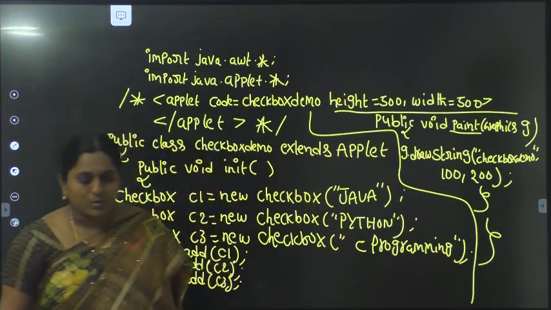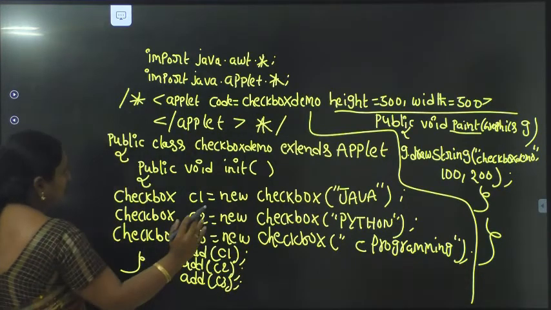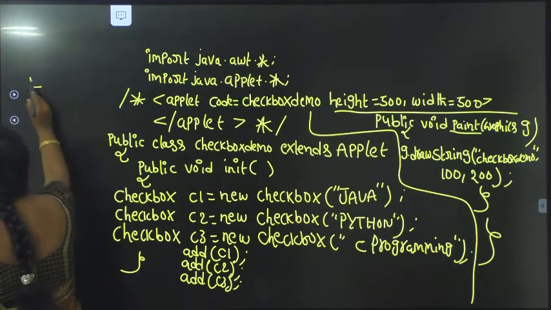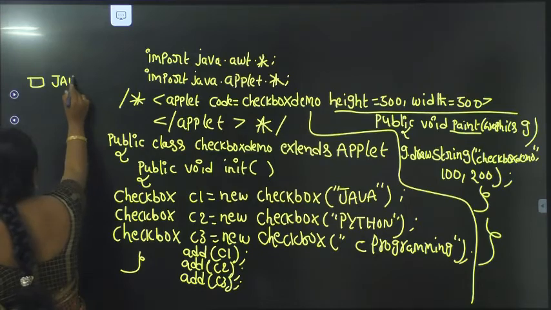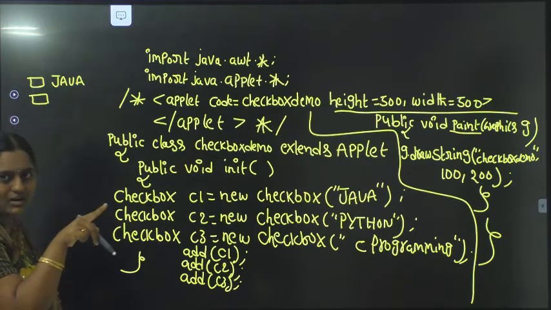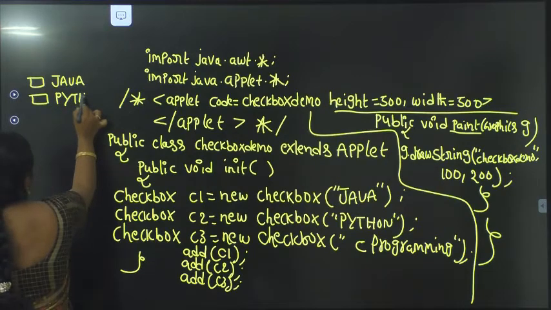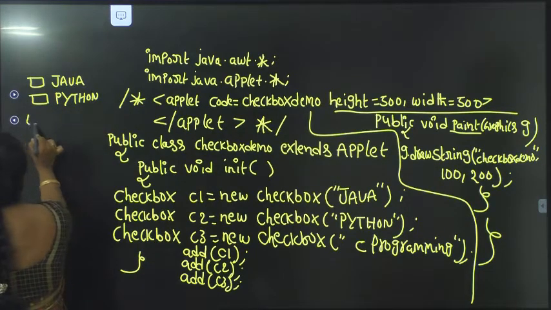So after writing this program, we save it as CheckboxDemo.java. After writing, we have to compile our program: javac CheckboxDemo.java. Then appletviewer CheckboxDemo. After compilation and running, what output do we get? On the console, it will create three checkboxes. The first checkbox is Java. A checkbox is a small box that contains a mark or not. The next checkbox is Python, and the next checkbox is C programming.